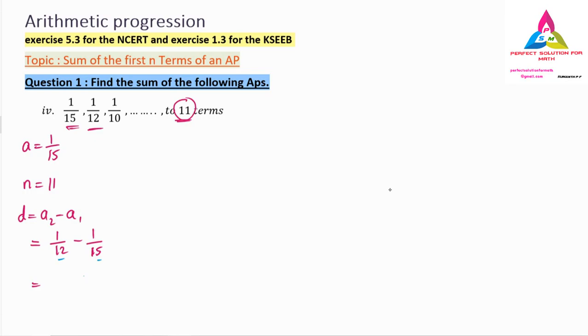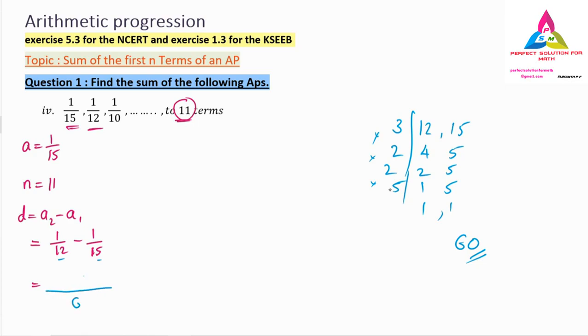Okay, so how to find that LCM? If you want to find it for 12 and 15, you have to use the simple method. 3 fours are 12, 3 fives are 15, then 2 twos are 4, 2 ones are 2, and 5 ones are 5. All these we will multiply. 2 threes are 6, 6 twos are 12, 12 fives are 60. So 60 is the LCM. This way we can find it. Here I will write down 60.